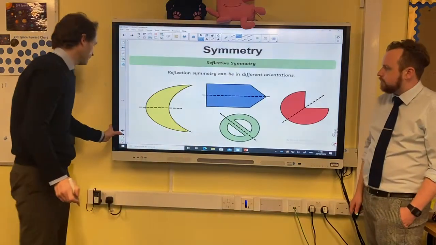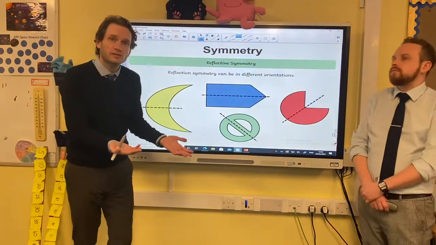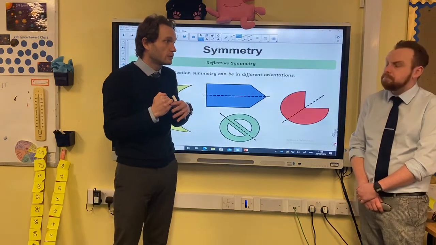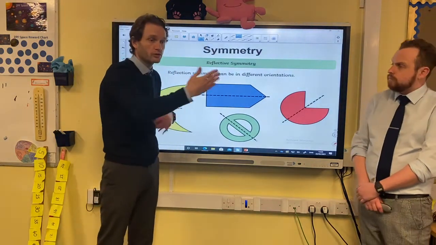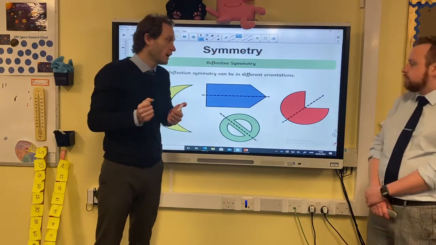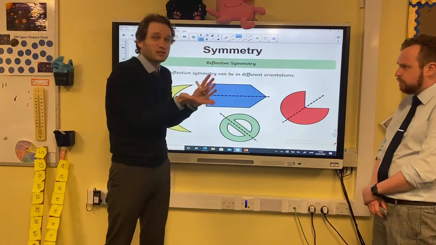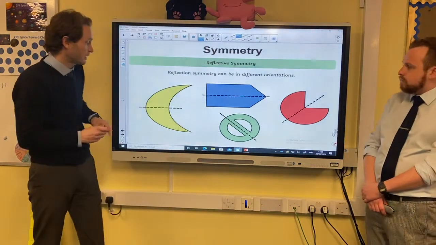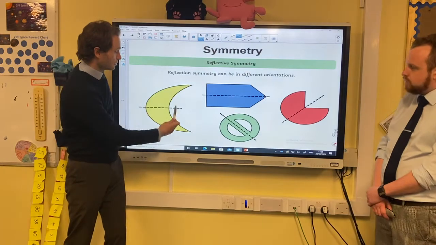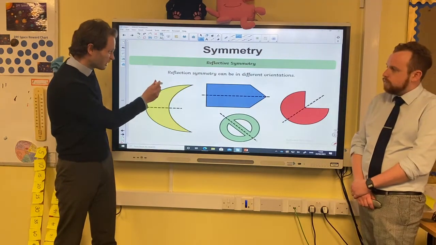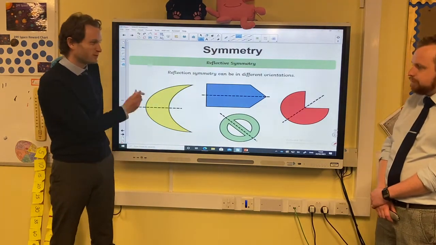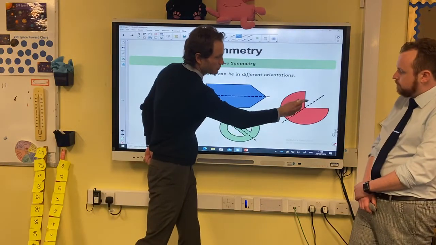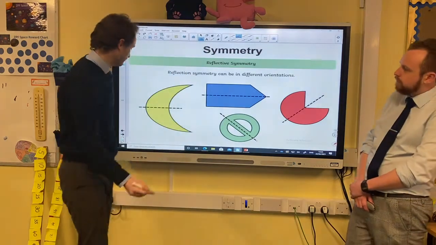Now, as we've discussed a bit, lines of symmetry can go in any direction. They can go vertical, horizontal, diagonal, any direction, just as long as if you folded it in half and opened it up, it looks the same on both sides. This moon shape has a line going horizontally across. Again, it couldn't go down here, because it just wouldn't be the same. On this shape the line is going diagonal. Okay, next slide please.